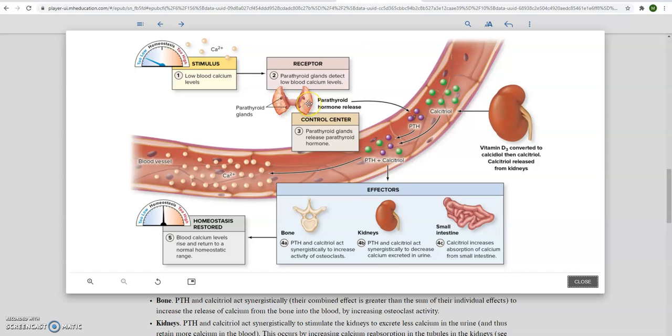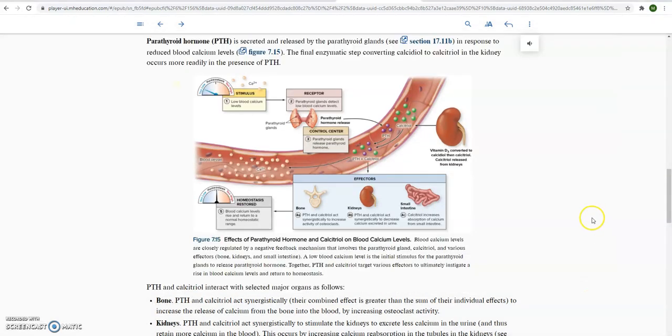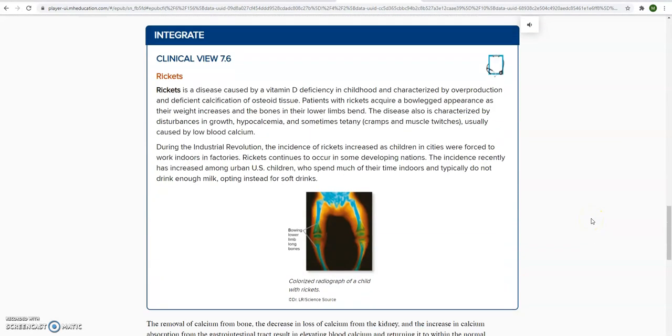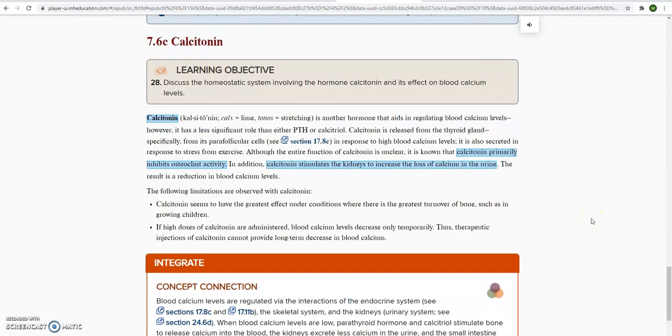And if they see that the calcium's getting too high, then they'll serve as the control center, and the thyroid gland will release calcitonin. Okay, and then the calcitonin, just like the parathyroid hormone, would get into the bloodstream, and then it would travel through the bloodstream and make its way to the effector organs. And so the calcitonin will have the opposite effect on those effector organs.